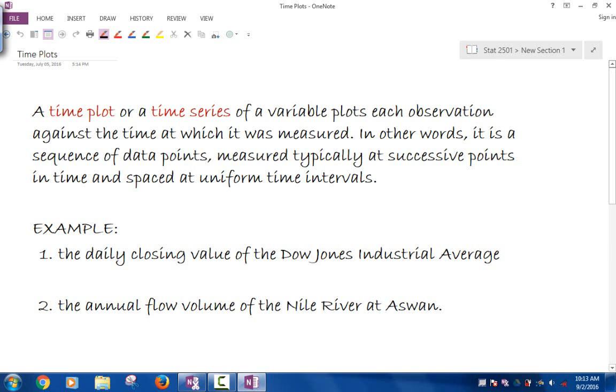So we're now looking at what we call time plots. So what is a time plot?